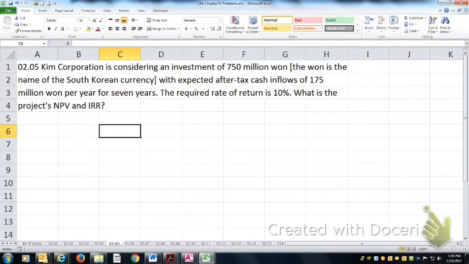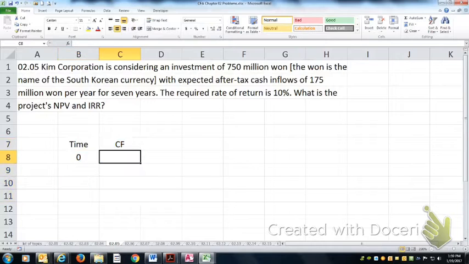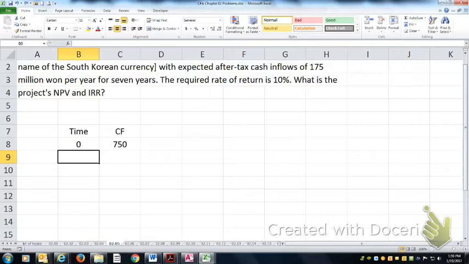So we're considering an investment at time 0. At time 0, the cash flow would be 750 million. I'm going to leave off the 0,000,000 and just compute the answer in terms of numbers of millions. Okay? And the after-tax cash flows for 7 years, it's going to bring in 175 million won.